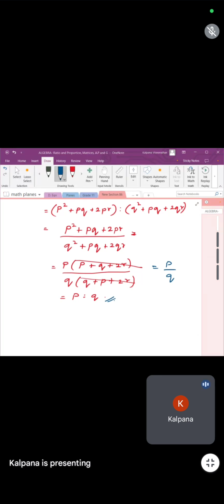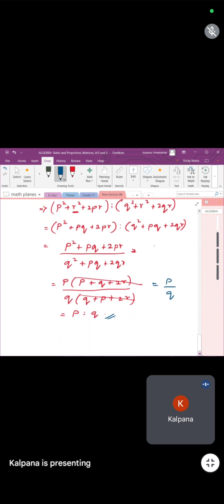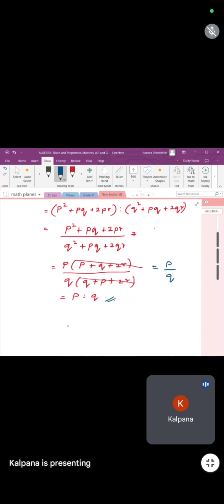Okay, you all understood? What condition is given, what they are asking to prove. They can give any other expression also. You only have to understand the statement, whether it is duplicate, triplicate or subtriplicate. They can frame any question.